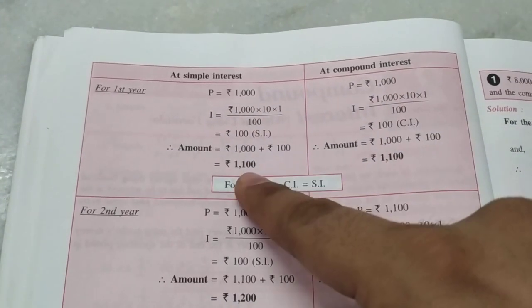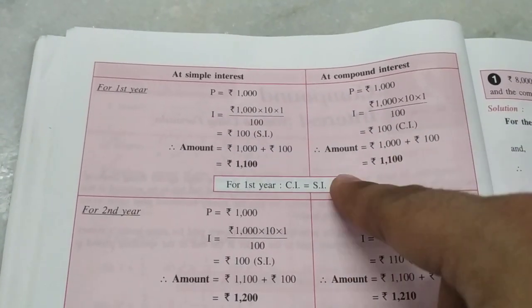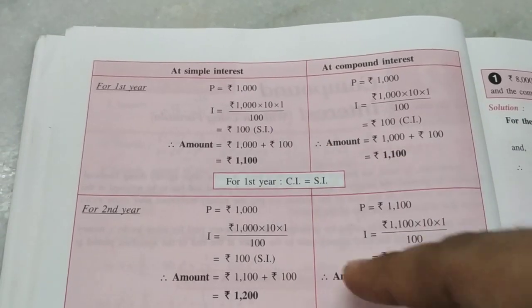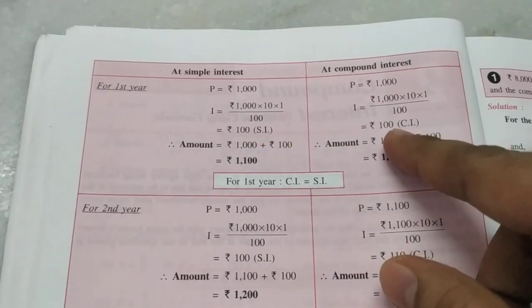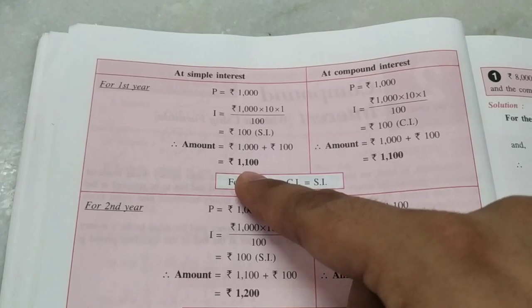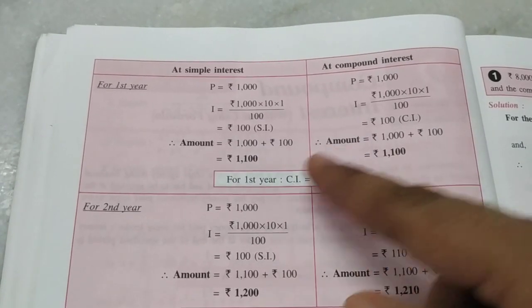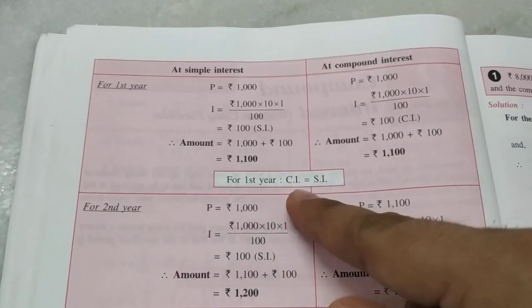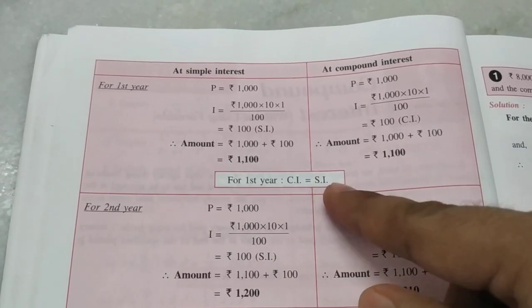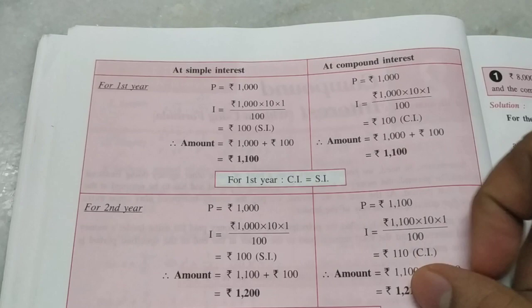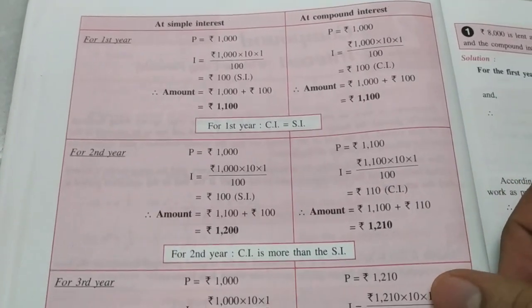The interest for the first year at 10% will be the same in both the cases, that is 100 rupees each, and the amount, if withdrawn after 1 year, would be 1100 rupees each. So for the first year, compound interest is equal to the simple interest. But things become interesting in the second year.